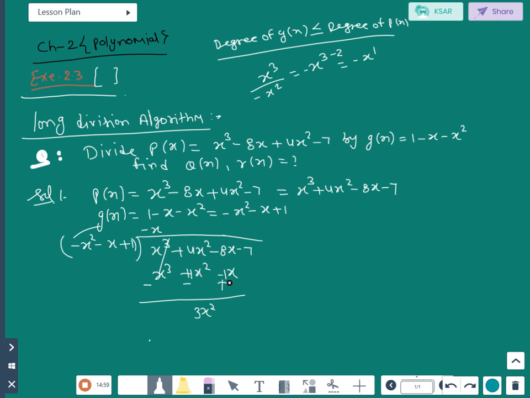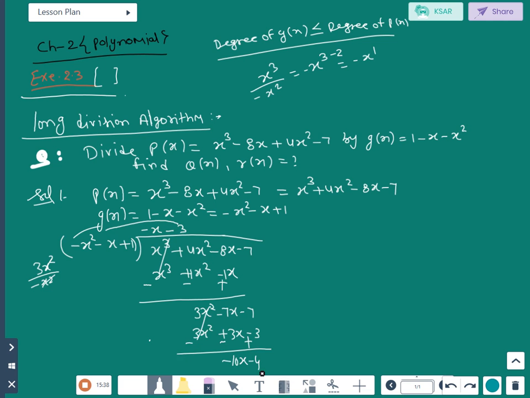Minus 8 plus 1, minus 7x, minus 7. Again divide 3x square by minus x square, cancel, minus 3. Minus 3 multiply with whole bracket, so minus 3 multiply that one, 3x square minus x minus 3, plus 3x plus, into minus minus 3 negative negative positive, cancel, minus 7 minus 3, minus 10x minus 7 plus 3 minus 4.